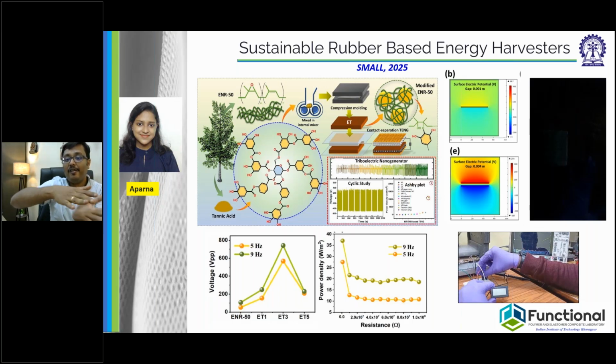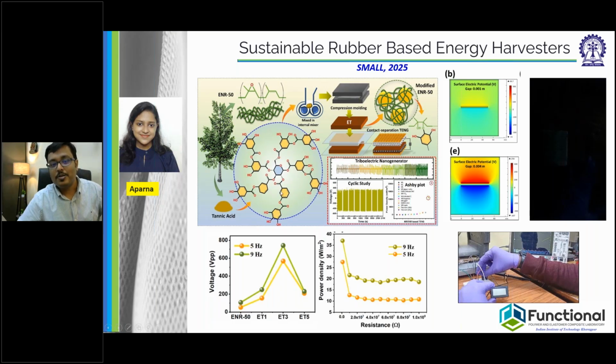You are basically forcing the electrons to come from one surface to the other surface, and then you have the electronics through which you can capture those electrons, and by that way you can generate this kind of self-powered material. Now for this particular case, what we have done is we have taken a sustainable material, which is natural rubber, and we have modified this natural rubber with a material known as tannic acid, which is again a very green source commonly available in tea.